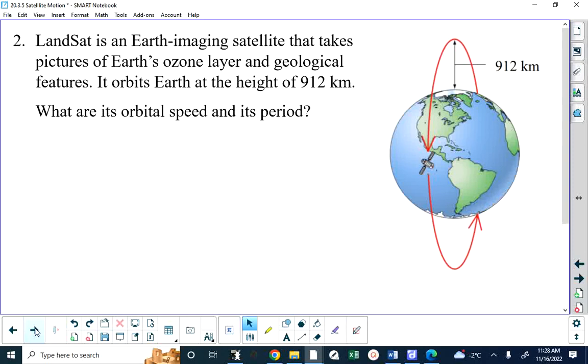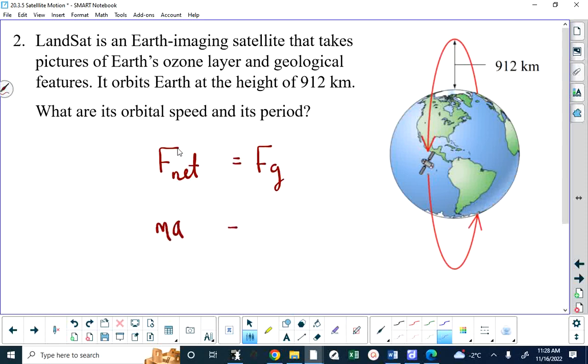What are the orbital speed and the period? Well, it's a satellite, so Fnet equals Fg. Could I have written Fc equals Fg? Sure. This is Ma equals GM over R squared. You'll see that what I'm starting to do, and I think it's a good kind of strategy, is in Newton's universal law of gravitation, I put little m and big M. And big M is the central body. Little m is the satellite.